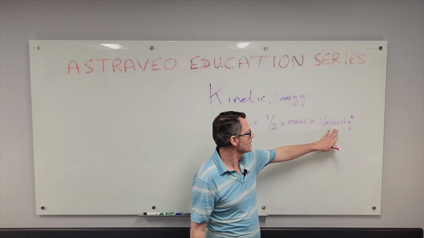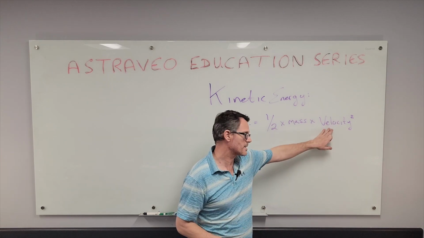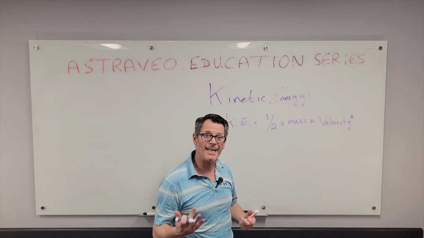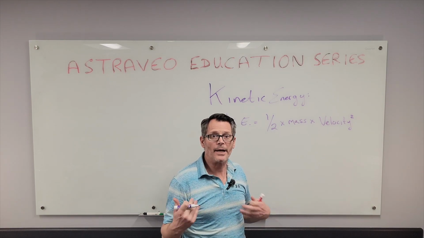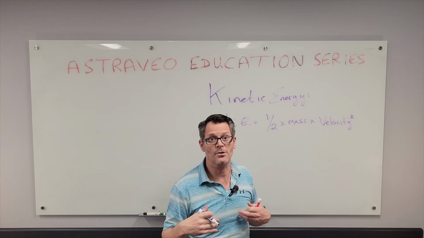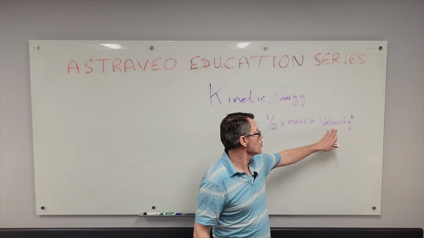Now, we should talk about something interesting here. There's a funny little thing in science, the difference between speed and velocity. You'll notice this is velocity, not speed. Speed is a scalar quantity. It's a number. It's just a size of a thing. I could jog at 10 miles per hour. That is a speed. That is not my velocity.